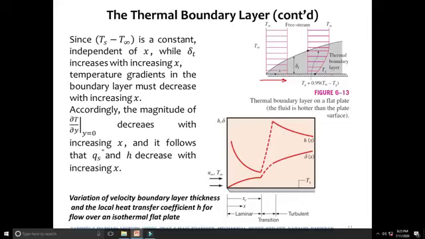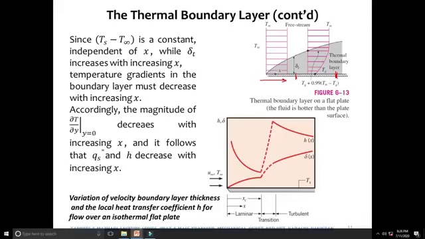So as we go downstream, the temperature gradients will decrease. The reason is that if we consider this particular location, the temperature varies from Ts to T infinity in this particular length, whereas if we are at this x, the temperature varies from about Ts to T infinity in this length. So the temperature difference remains the same.